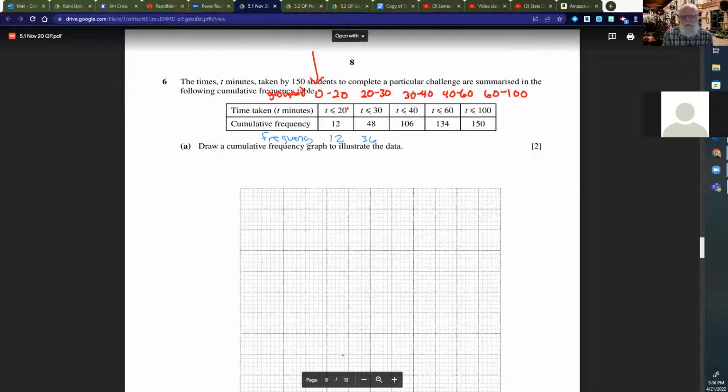What's the frequency of 30 to 40? 58. Because 106 minus 48 is going to be 58. Then 40 to 60 is going to be what? 28. And then what about my last one here? What's 150 minus 134? 16. All right. Now, they want to know what? They want to know the mean and the standard deviation. All right. So how do I find the mean?